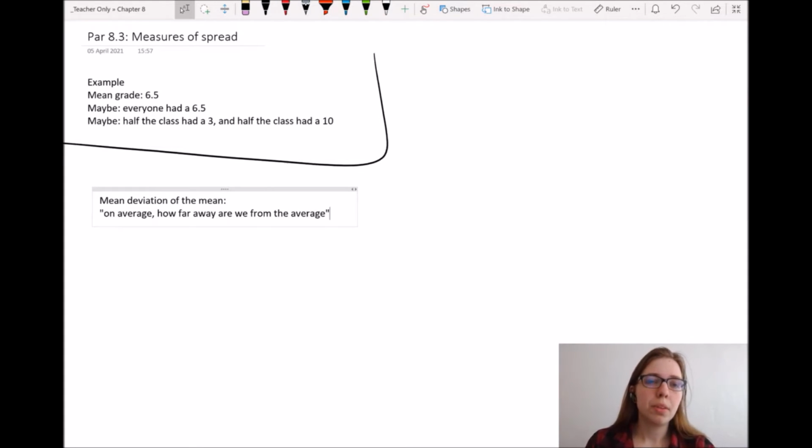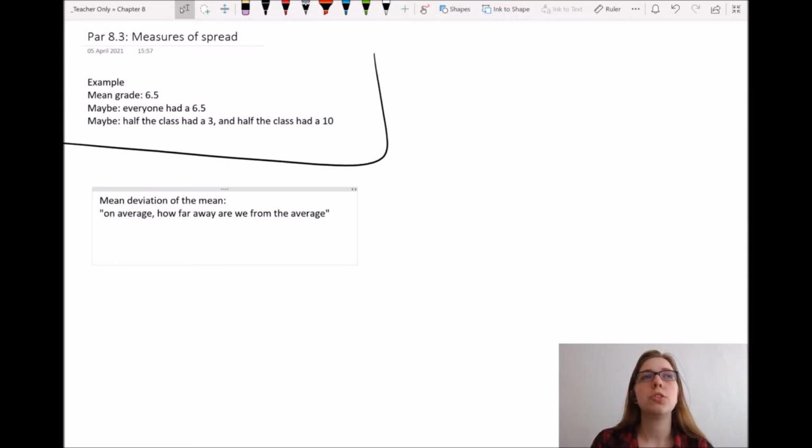In the example at the top, the mean was 6.5. So if everyone had a 6.5, our mean deviation of the mean is 0, because no one was anywhere away from the average. Everyone had the mean grade. On the other hand, if half the class had a 3 and half the class had a 10, then everyone's grade was 3.5 away from the average. So our mean deviation of the mean would be 3.5, very high, which tells us that the grades were very spread out and not very close to the actual mean. So that's the first one. We'll look at a proper example in a moment, but let's also have a look at the second one.